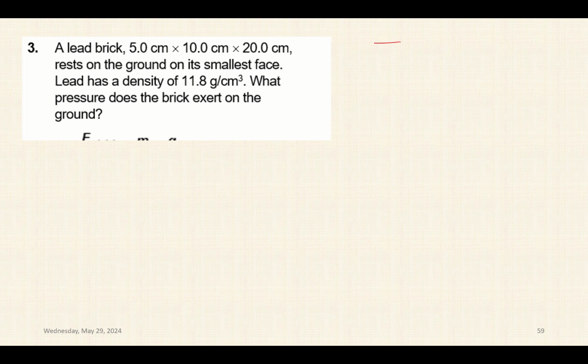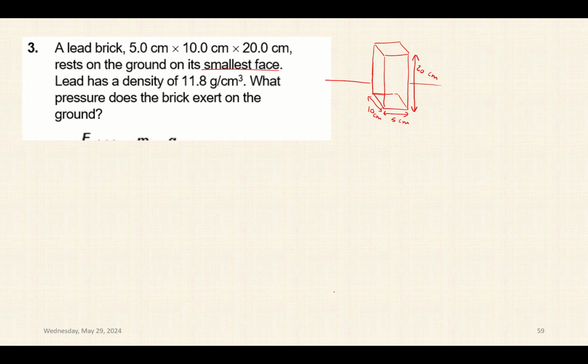So here we have a brick of lead, and this brick has dimensions 5 by 10 by 20. This brick lies, or is sitting, on the ground on its smallest face. That means these dimensions are 5 and 10. And this dimension right here, that's 20, because it's sitting on its smallest face. Of course, all of them are in centimeters.